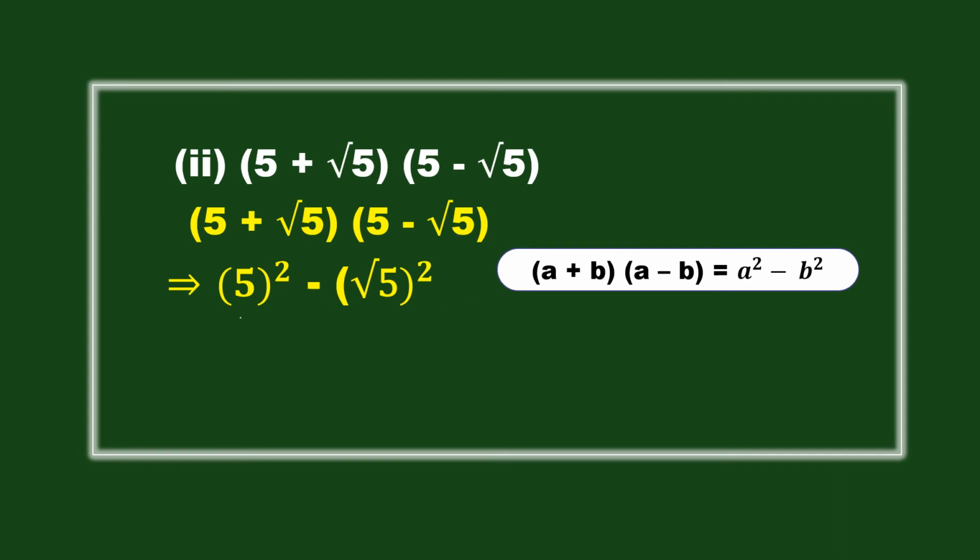Okay, so we know that 5 square means whenever square or cube is there, you should multiply the number that many times. So 5 square means 5 into 5. What is 5 into 5? It is 25. Minus root 5 square: root and square get cancelled and you have only 5. So 25 minus 5 is 20. Clear? So let us go to the next problem.